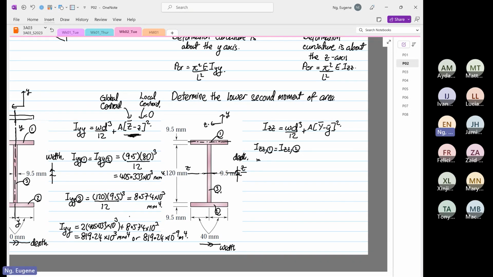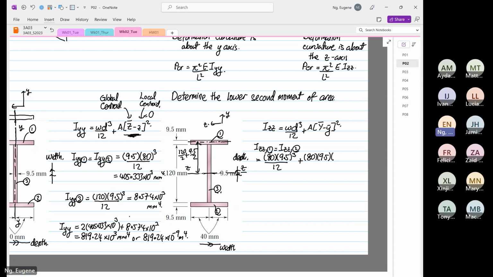Okay, so we know that the width is equal to what? The width is equal to 80. The depth is 9.5 cubed over 12 plus the area, which is 80 multiplied by 9.5. And then the distance is equal to 120 or 60 plus 9.5. So this distance over here is equal to 120 divided by 2 plus 9.5 divided by 2.